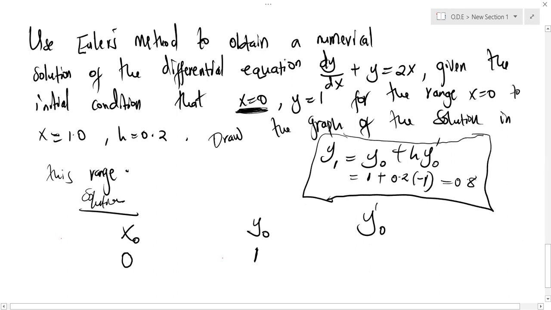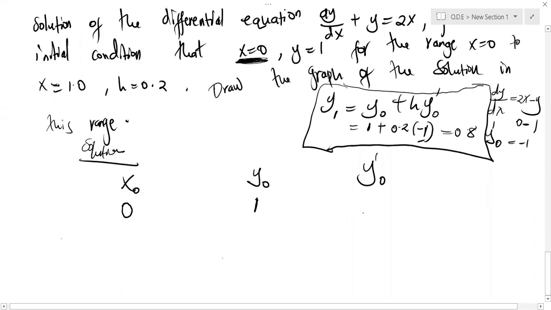We can easily get the value for y prime here, because if we make dy/dx the subject of the formula, dy/dx will be equal to 2x minus y. And x naught is what? x naught is 0. So 2 times 0 will be 0 minus y naught. So y prime of 0 is obviously minus 1. That's why you see it as minus 1 here. So I've already given you all these values. Can we continue to get the rest of the values? So this is minus 1.